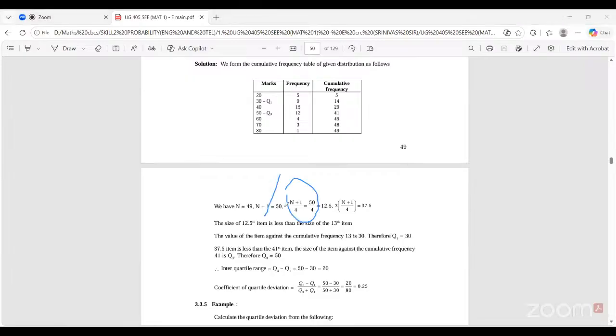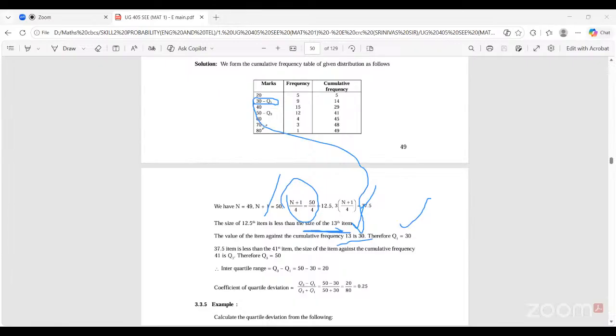(n plus 1) by 4 is 50 by 4, that is 12.5. For Q3 it is 3 into (n plus 1) by 4, that is 12.5 into 3, 37.5. So 12.5 means the 13th item we are taking here. So the 13th means we are taking the value here. The frequency is 30 here. So Q1 is equal to 30.